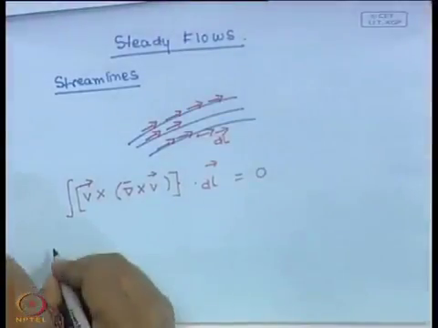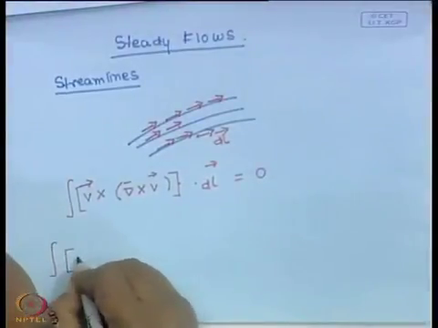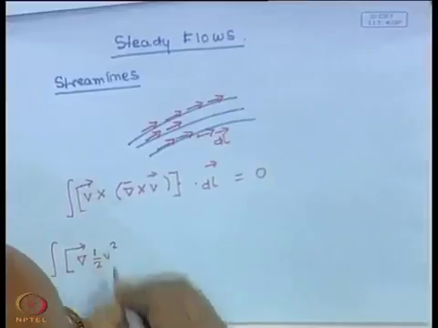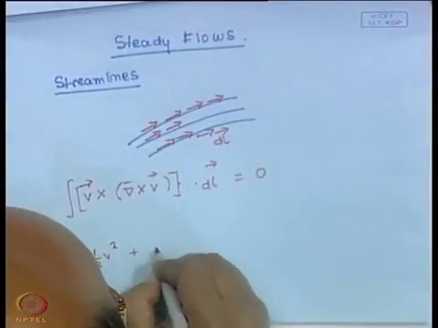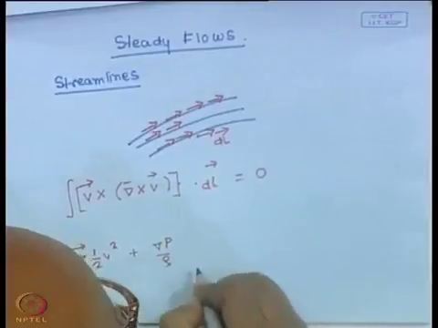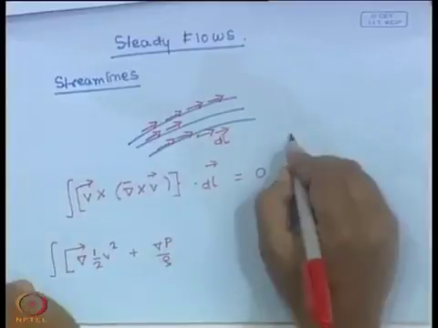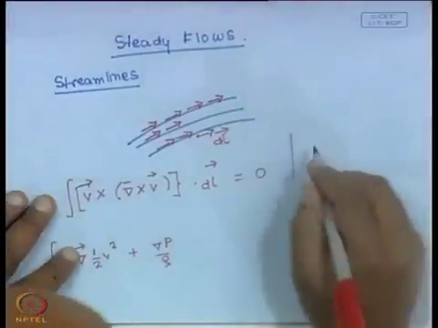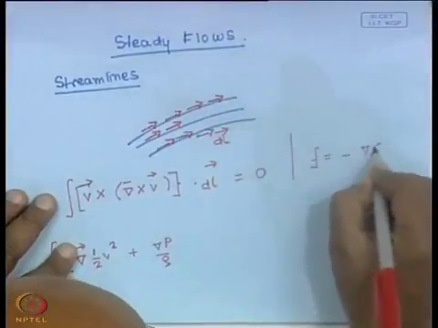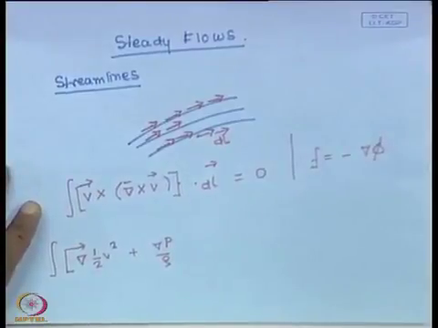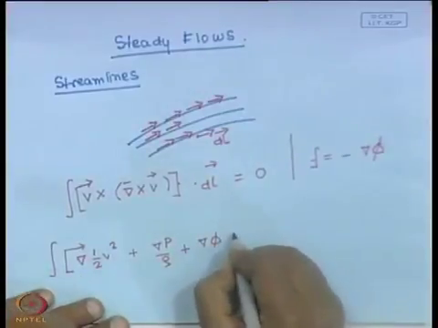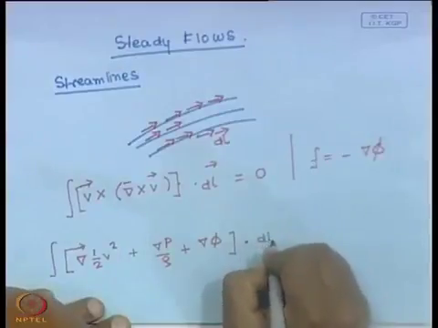So, what we have is that the integral of gradient of half V square plus grad P by rho minus F. Now, we are going to also assume that the body force F, the force per unit mass, can be written as the gradient of some potential. So, we are going to assume that F is equal to minus grad phi. Could be gravity, could be electric field, something. So, then this becomes plus grad phi dot dl is equal to 0.